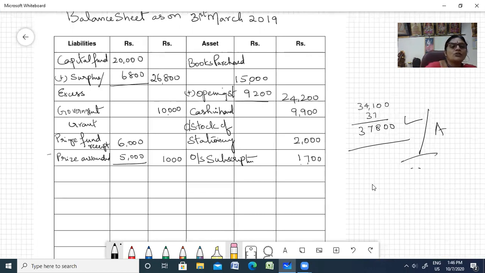I hope you understood. You be careful with your government grant. See here, your price fund and receipt. These two adjustments are new to your problem.